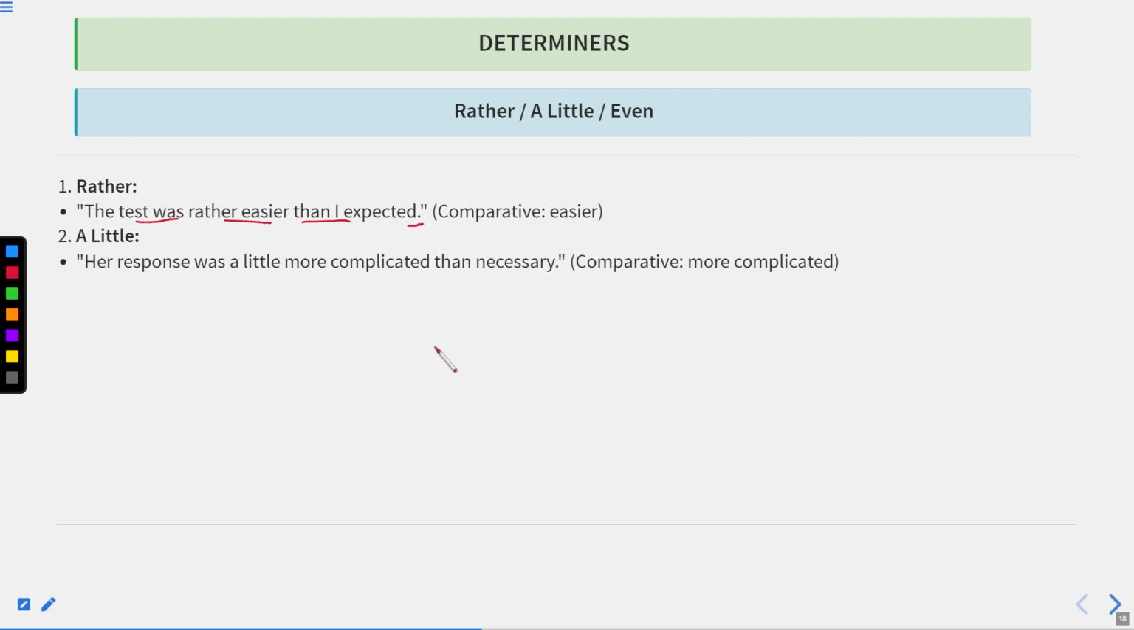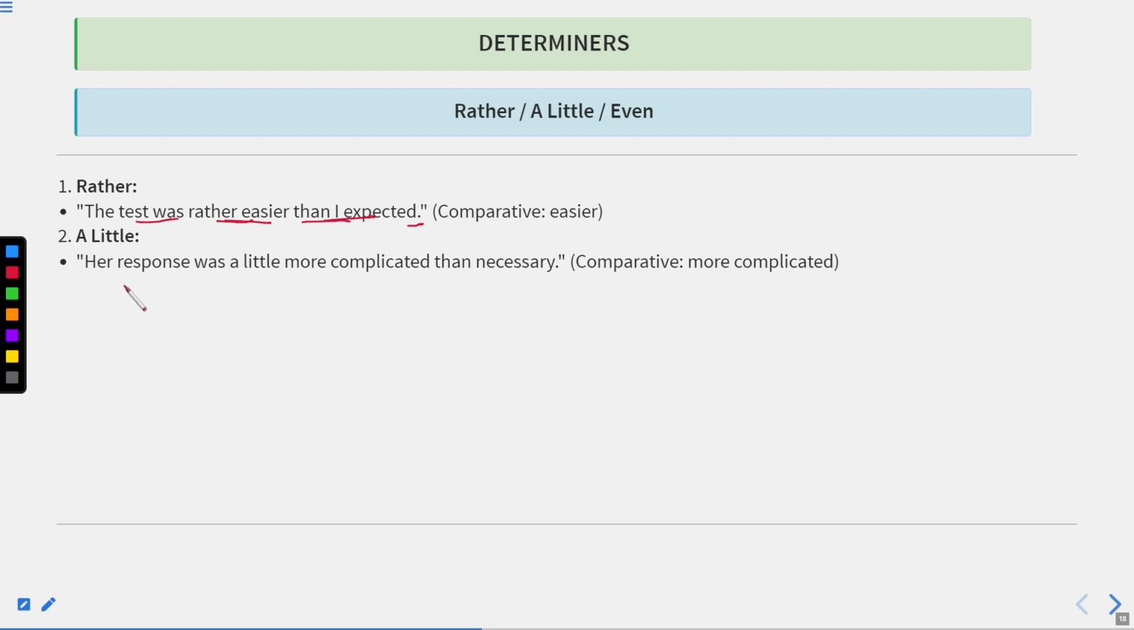Now, the word rather shows nuance. It means a slight difference. For example, my expectations for the test were that the exam would be harder, but it was rather easier. So when we say "in fact," this can actually be a synonym of the word rather, which states that it was against our expectations. Okay, so the test was rather easier than I expected.